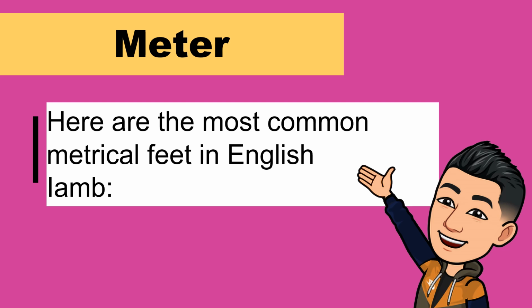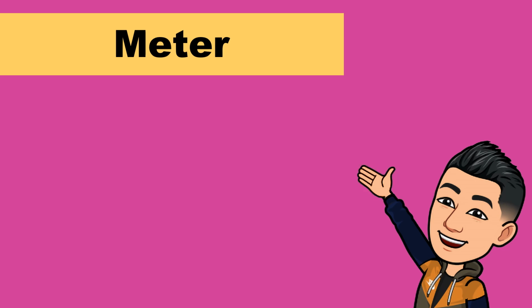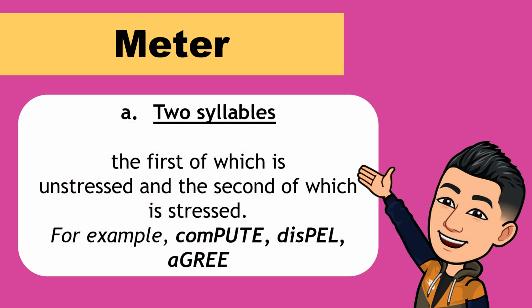Iamb. Okay, so there are 2 syllables. The first of which is unstressed and the second of which is stressed. For example, compute, dispel, and agree.